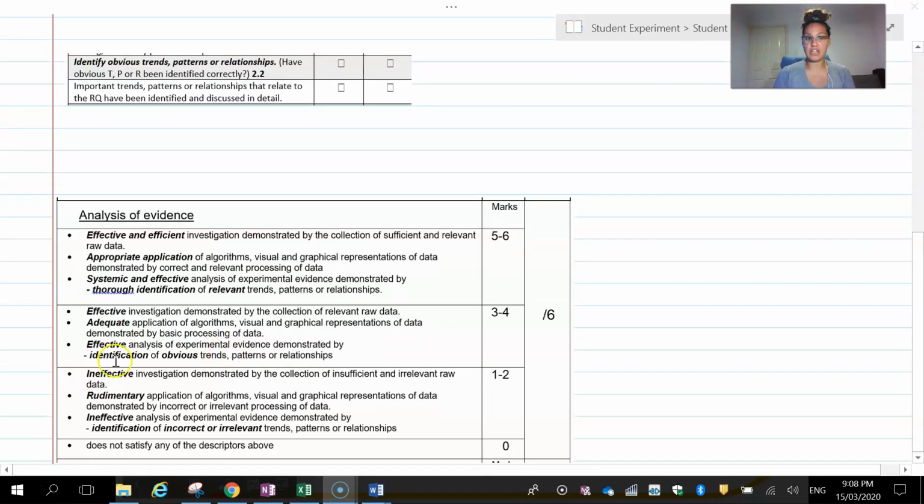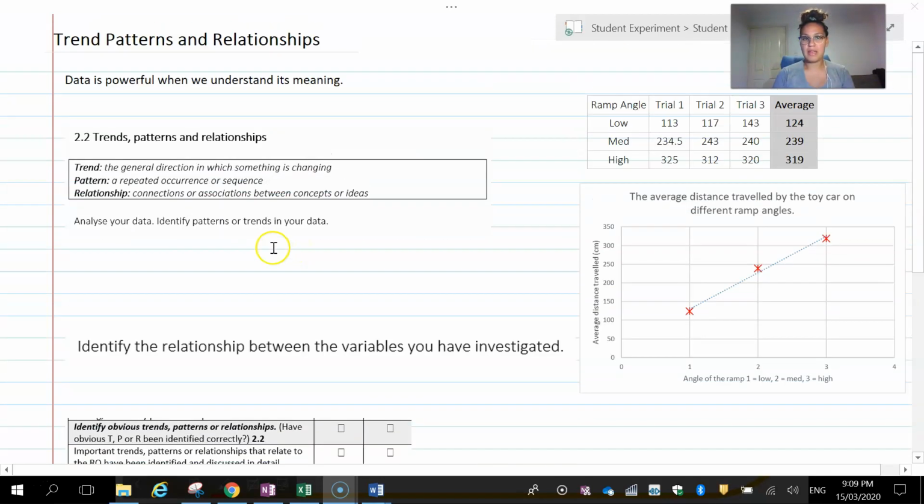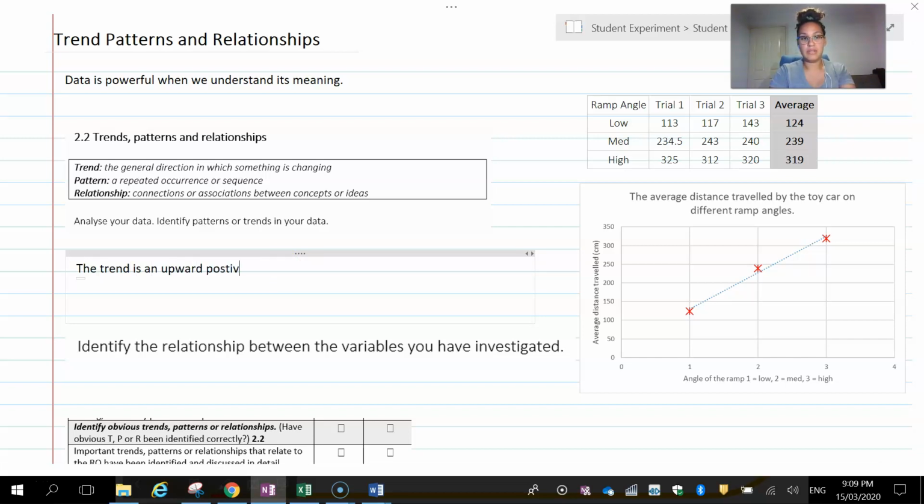If identification would be of an obvious trend, pattern, or relationship. So something really basic there. Okay. So when we have a look here, I can't really see a pattern, but I can see a trend. It's a positive slope. The values are going up. So it doesn't matter, in the average here, it means that there is an upward slope in my data. So the trend is an upward positive slope. Positive slope.